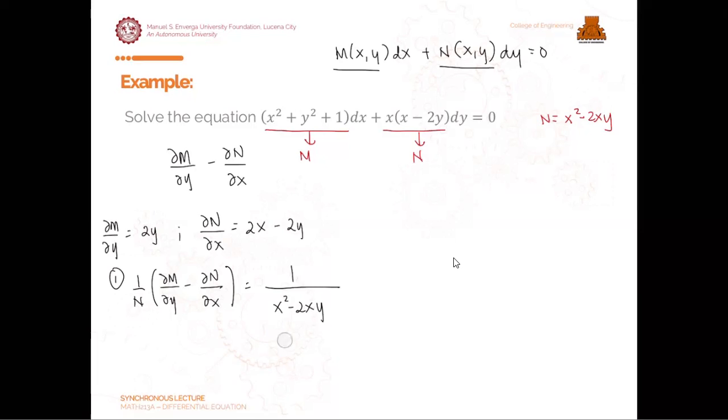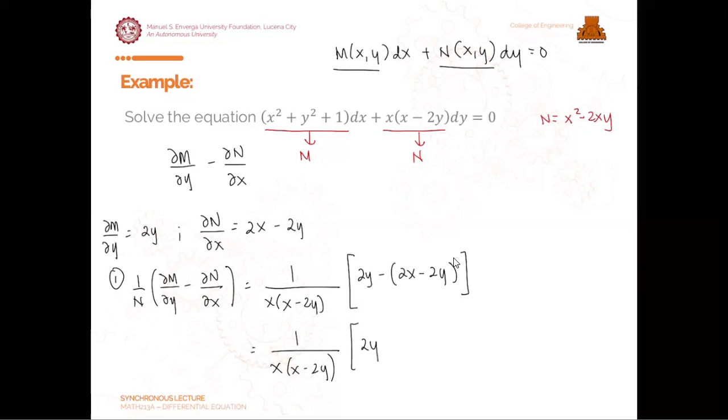Okay? Let's go back to the original, x times (x minus 2y), multiplied by the partial of M over partial of y, which we found to be 2y minus 2x minus 2y. Okay? Simplify. So, this will become x minus 2y. Then, this will be 2y minus 2x plus 2y. Okay? Simplify.